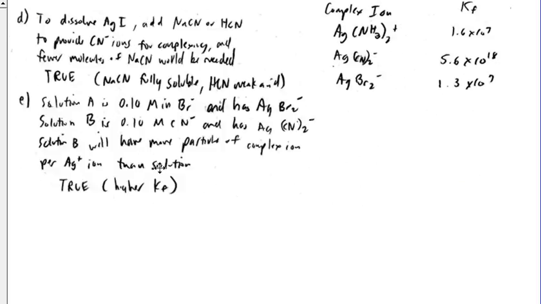And part D and E, I again copied your complex ion information and Kf. For part D, you're asked to try to dissolve AgI, which would be an insoluble solid, and you're adding either NaCN or HCN. NaCN is a better choice because it will fully dissociate. HCN is a weak acid, so there'll be less concentration of CN-, and it's the CN- you need to complex with the Ag to actually get the AgI to dissolve. For part E, the higher Kf of the AgCN containing complex ion means that more of that complex ion will form.